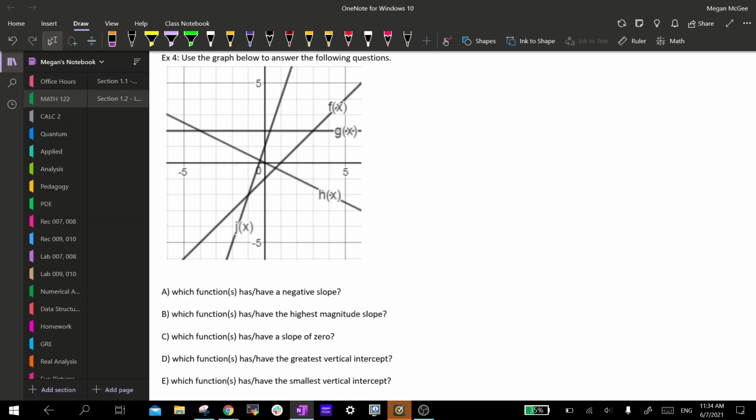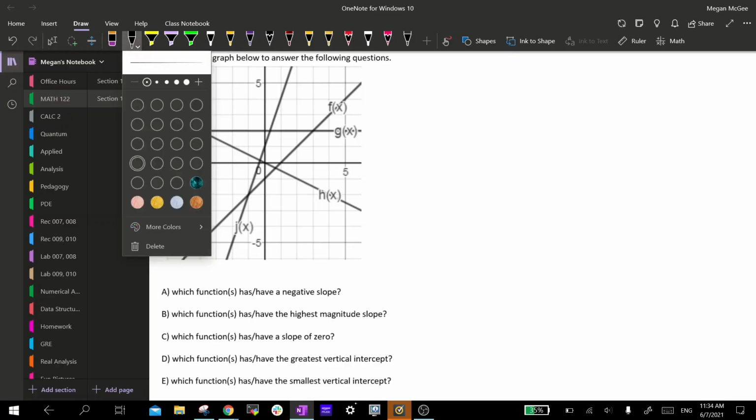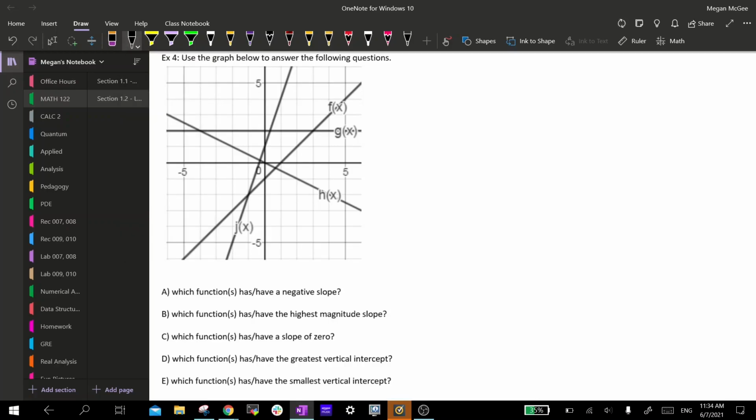Okay. So, which function has a negative slope? Well, remember, a negative slope, if this is our y and x axes, a negative slope is one that's like this. Okay, it could be a steep negative slope or a gradual negative slope.